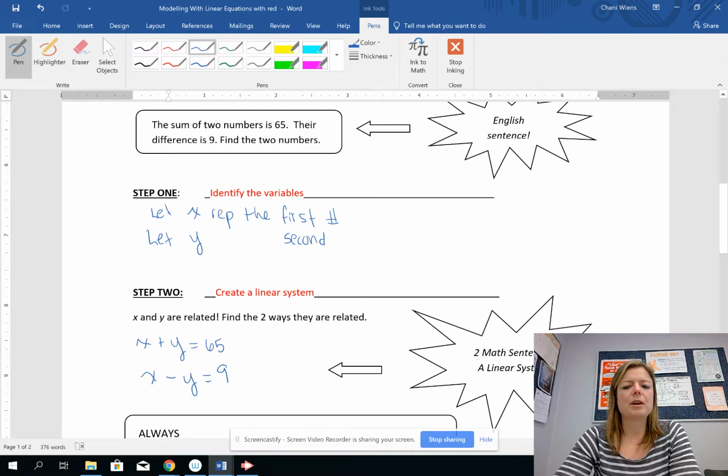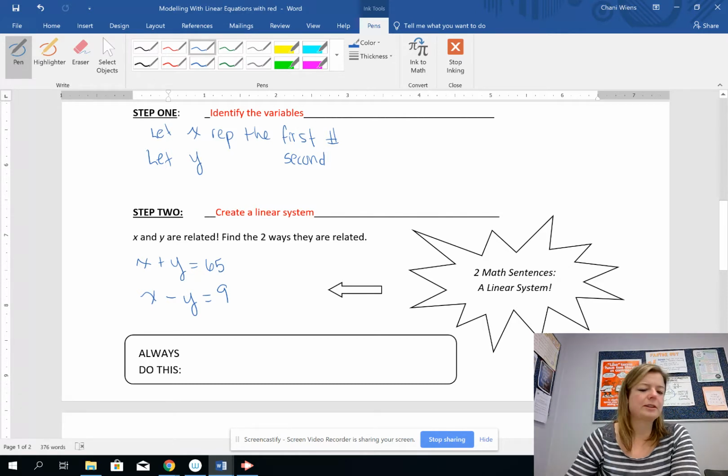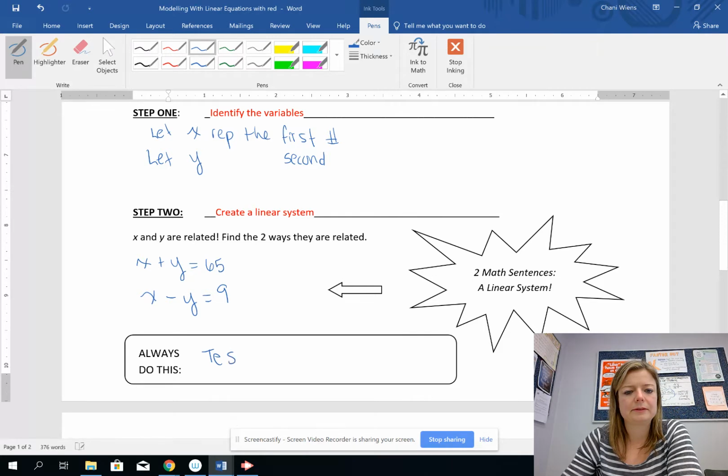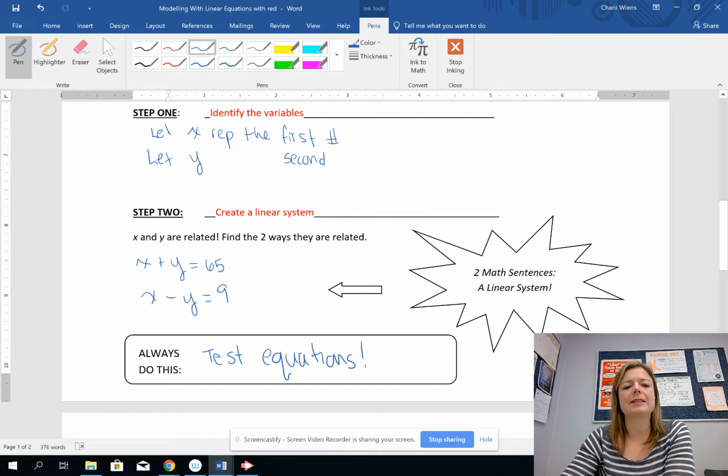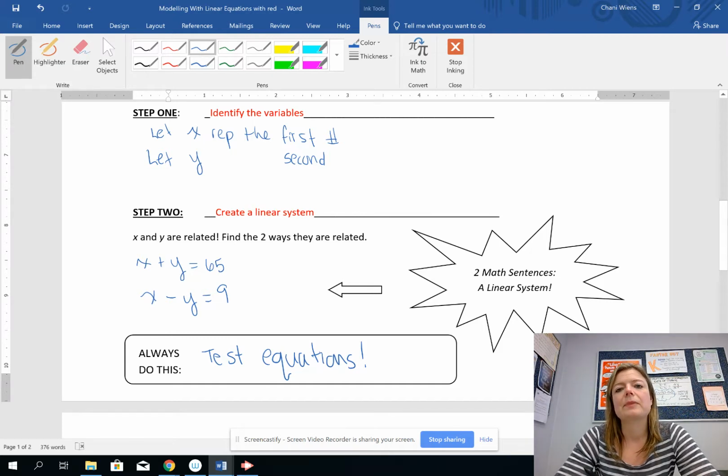So now you always want to do this, okay? You always want to test your equations. So what does this mean? Well, if two numbers add to 65, I just want to put them into my equation to make sure my equation works. So I know that, for instance, 60 and 5 would add to 65. So if I put in 60 and 5, that would add to 65. Two numbers that are 9 apart, for instance, are 19 and 10. So if I did 19 minus 10, I would get 9.